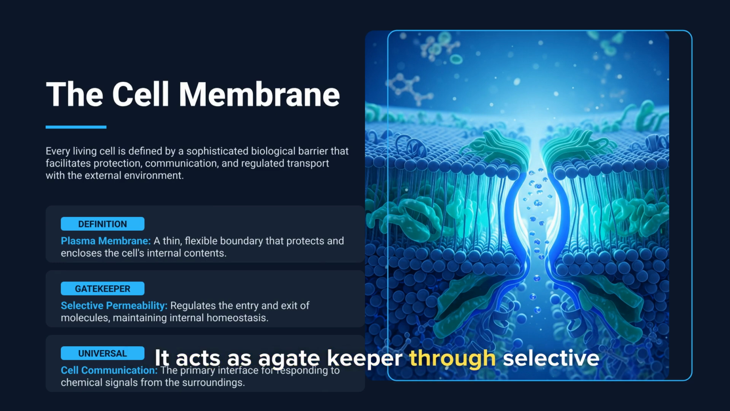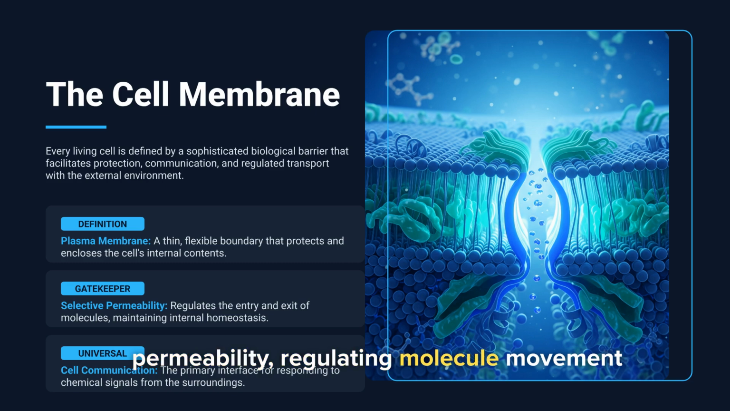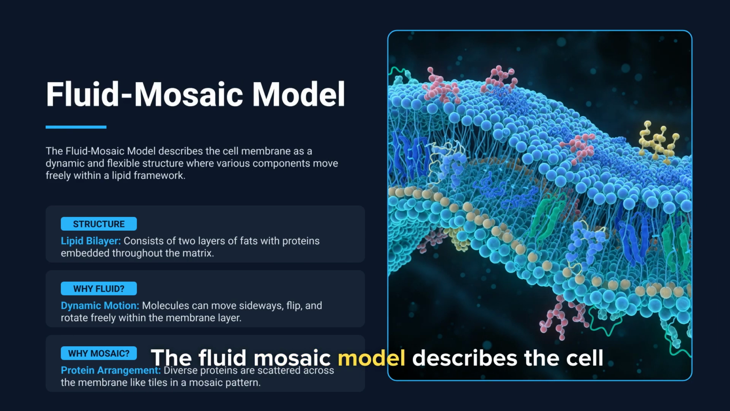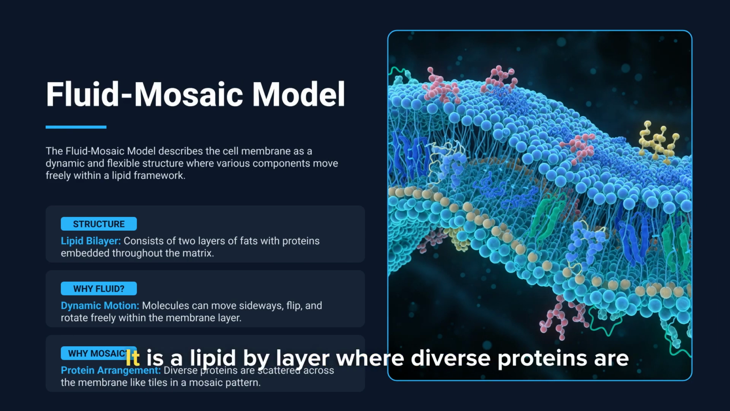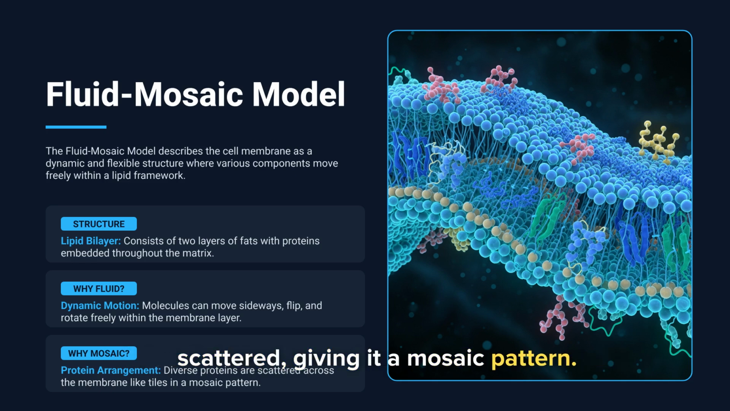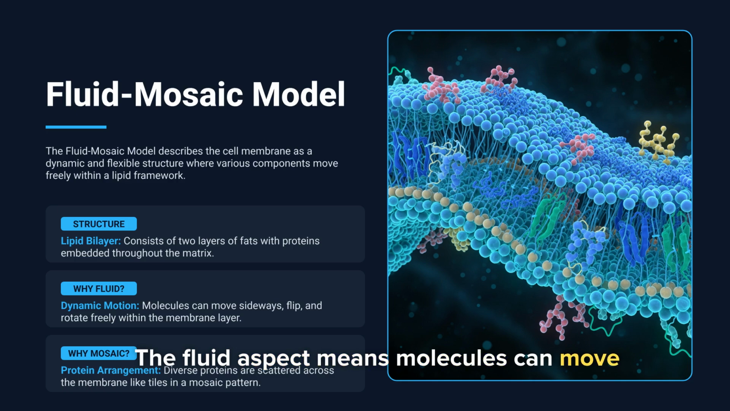The cell membrane is a flexible boundary that protects and encloses the cell. It acts as a gatekeeper through selective permeability, regulating molecule movement and maintaining internal balance. It's also the interface for cell communication. The fluid mosaic model describes the cell membrane. It is a lipid bilayer where diverse proteins are scattered, giving it a mosaic pattern. The fluid aspect means molecules can move and rotate freely within this lipid framework.